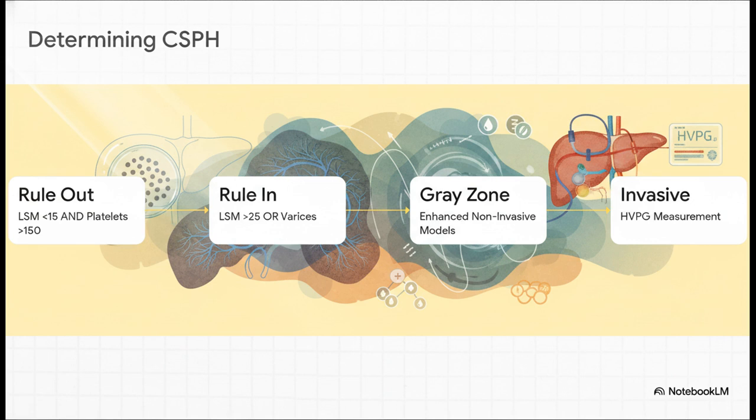But step 3, that's the clinical mystery. We call it the gray zone. When steps 1 and 2 don't neatly apply, we can't just guess.